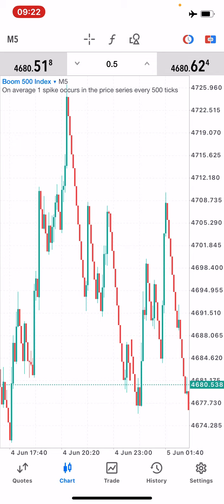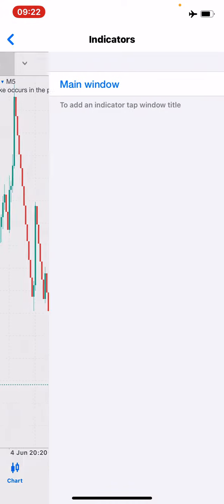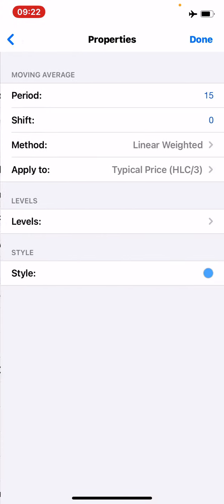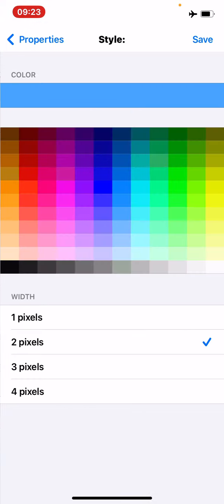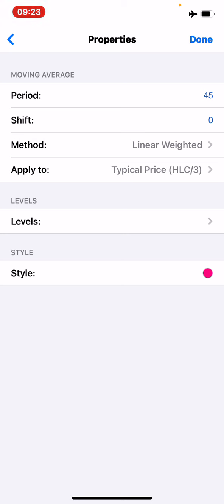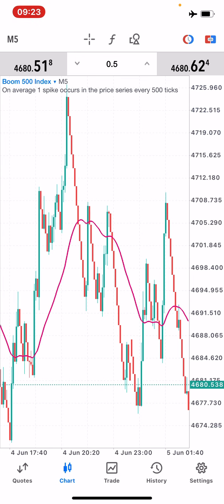The first indicators that we're going to need are the moving averages. I'm going to go to moving average, and the first indicator that we want to install is the moving average with period 45, a shift of 0, a method of linear weighted, apply to typical price, and then the color, you can choose any color of your choice. I'll choose pink, then save, then done. As you can see, we now have a pink line.